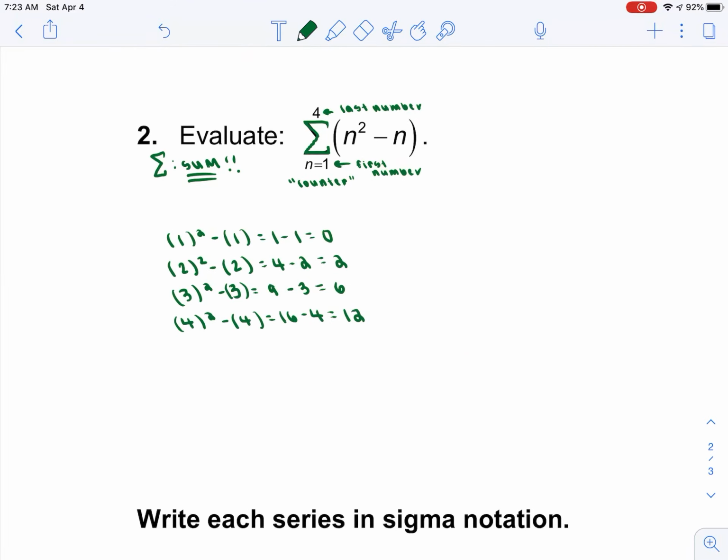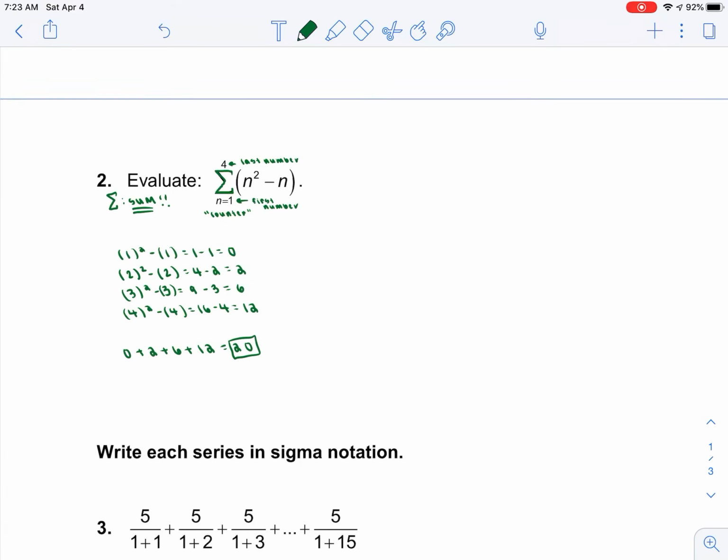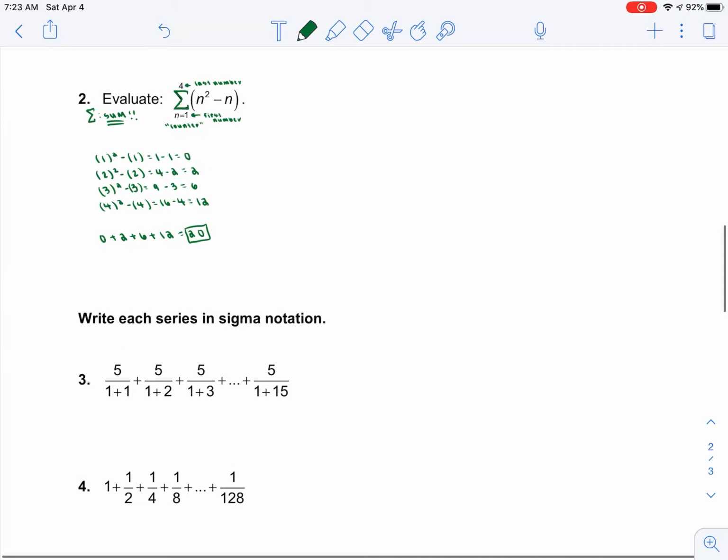Now, don't forget, we have to find the sum of all four of those. So what we can do is then add these all up. That would give me what, 18, 20? I think 20. Yep, we're good. And that's how you would evaluate when there is a sigma in the problem.